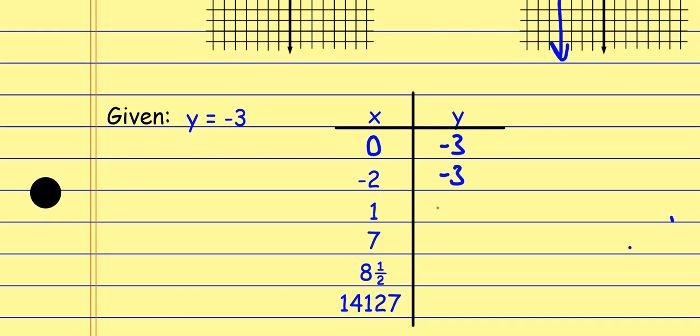If x was a 1, y is -3. A 7, y is -3. It's the equation y equals -3. So regardless of what x is, y is going to be a -3. And it's the same thing if I had an x equals equation. Doesn't matter what y is, x will always be 3 in that situation. Okay? And this is how vertical and horizontal lines are formed.